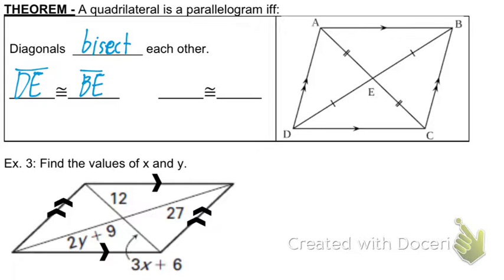Now, this diagonal, DB, also cuts the other diagonal, AC, in half. So they cut each other in half. So that means A to E is also congruent to what? C to E. Hence the 2 tick marks.